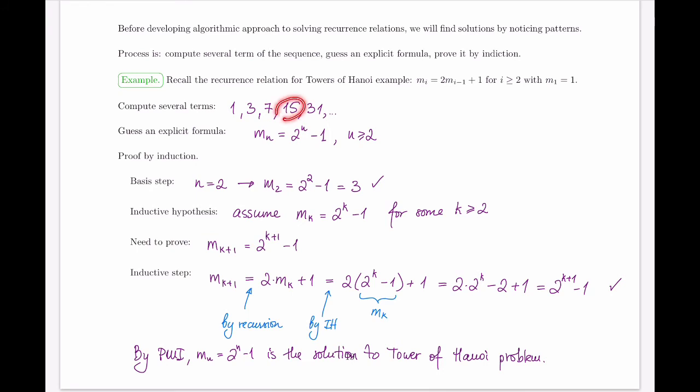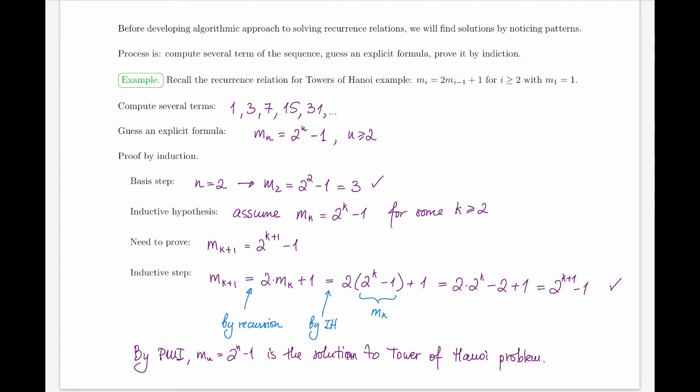If we have 4 disks, it's 2 to the 4th minus 1, so 15. If we have 5 disks, it's 2 to the power of 5 minus 1, so 31, and so on and so forth. This grows very quickly, which is why in the legend that says that if the monks move 1 disk from one pole to the next, the day that they're done is going to be the end of the world.